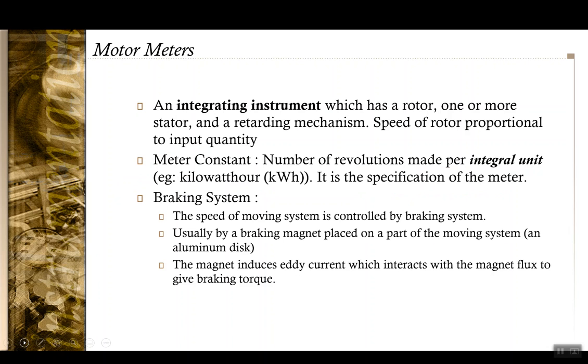Moving further, as I said, you have a retarding mechanism or a braking mechanism in the integrating instrument, and the speed of the moving system is thus controlled by this braking mechanism. Typically, this braking mechanism is placed on a part of this moving system. So let us say in case of an energy meter, you have an aluminum disc that keeps on rotating.